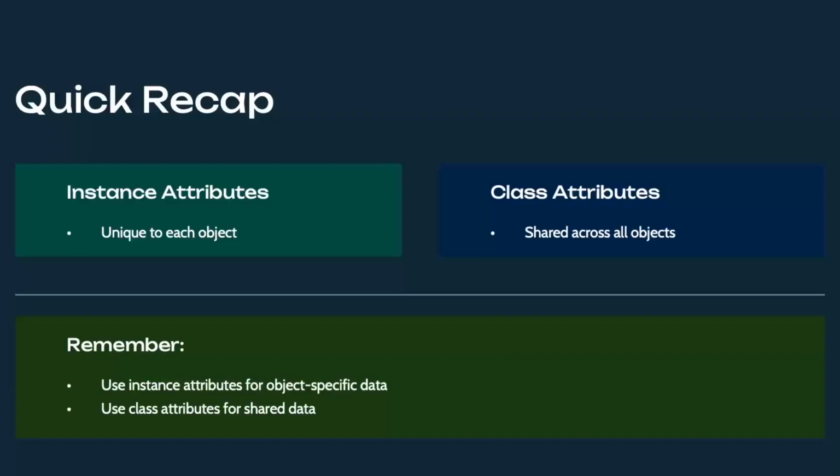Whenever you're deciding where data should be stored, ask yourself one question. Should every object have its own value? If yes, use an instance attribute. Should all objects share the same value? If yes, use a class attribute.